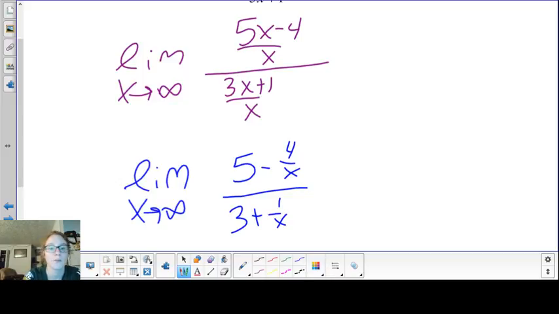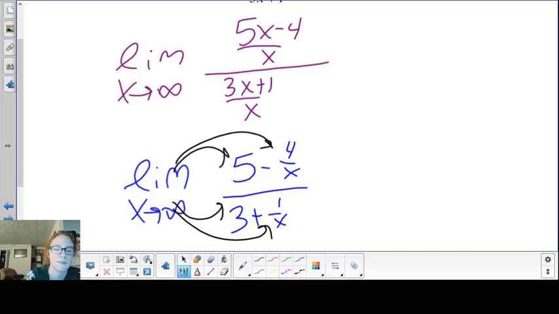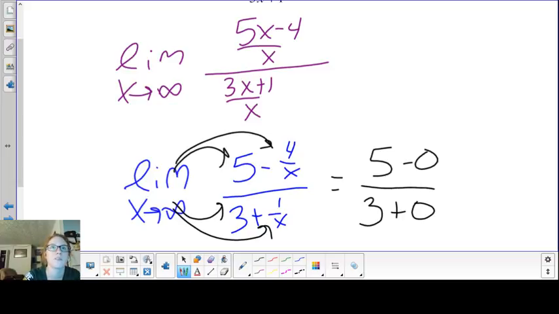We're simplified down, so we can go ahead and throw in the limit on each piece. As we approach, a constant is still a constant. The fraction goes to 0. Constant, still a constant. The fraction goes to 0. So I essentially have 5/3 for this answer.